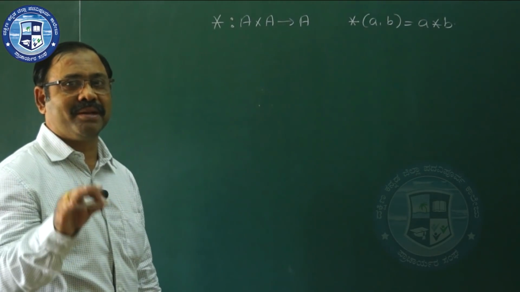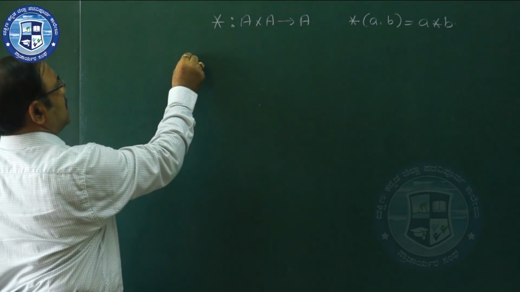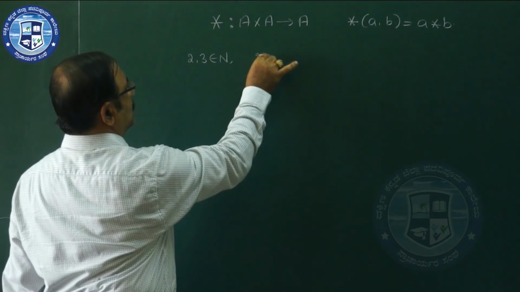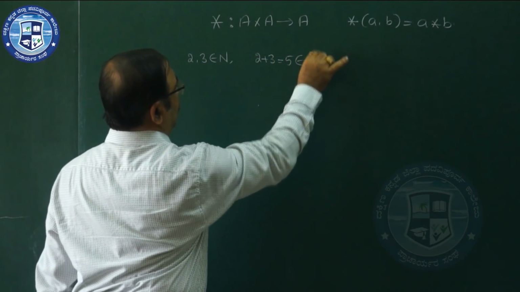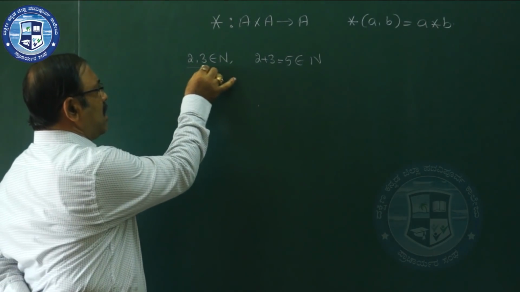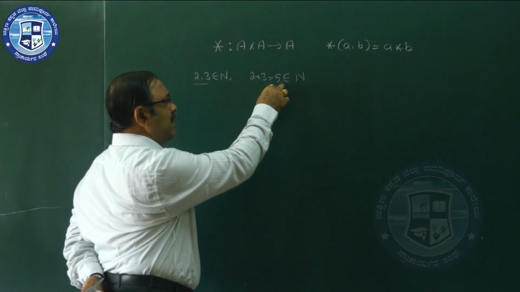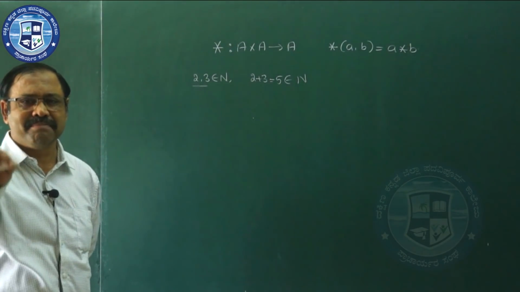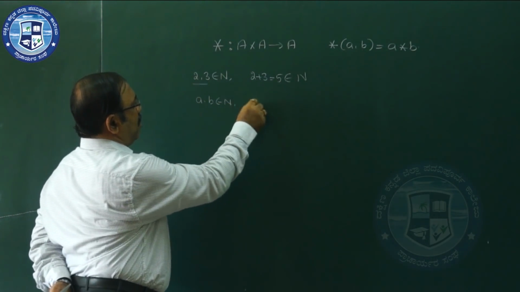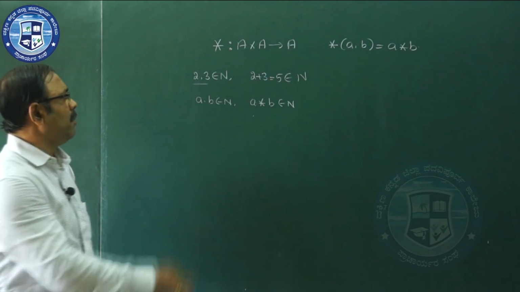But I have told you to remember this binary operation by a very simple method. Binary means, for example, 2 and 3 belong to the natural number set N. What is 2 plus 3? 5. It also belongs to N. So a binary operation is nothing but an association of an ordered pair of elements from the set N to another element of the same set N. In our simple method, if A, B belong to N, obviously A star B should belong to N. This is the simple definition for binary operation.